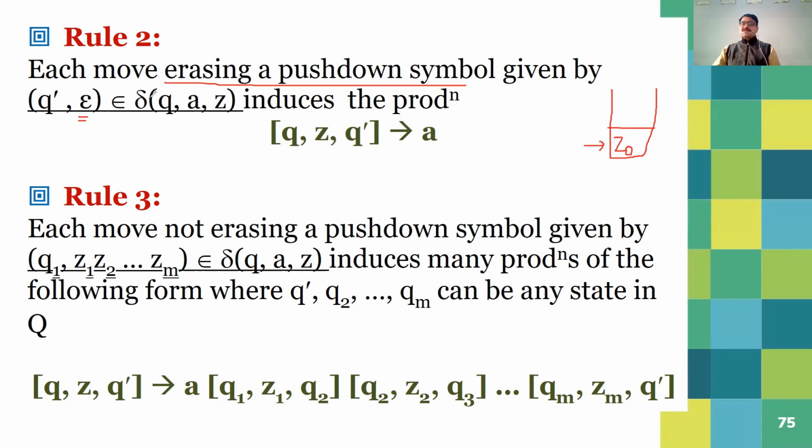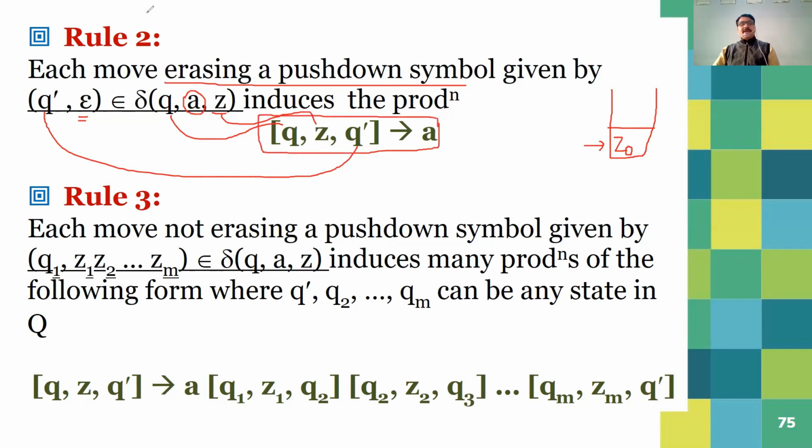Such types of transitions can be converted into the production rule as [q, Z, q'] going to the terminal a. Here q is the state, Z is the stack symbol, q' is the new outcome state, and finally you have the terminal a. So if this type of transition function is there, then we should convert it into the production rule in this way. This is rule number 2, associated with erasing the pushdown symbol.